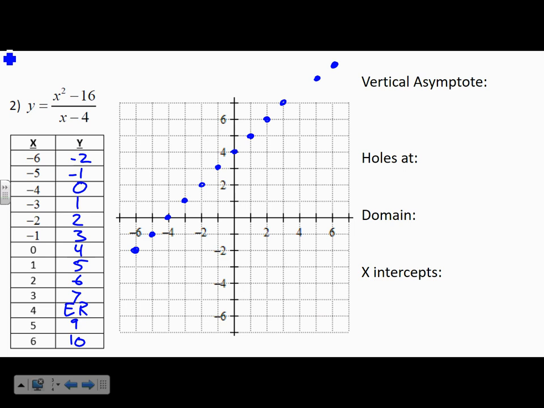Now again, I know 4 would go through 8, but it doesn't because there's an error there. Well, if you look again, there's not an asymptote there, so I hope it's pretty obvious that that's going to be a hole. So that's an open circle there at 8. So this is what my graph looked like.